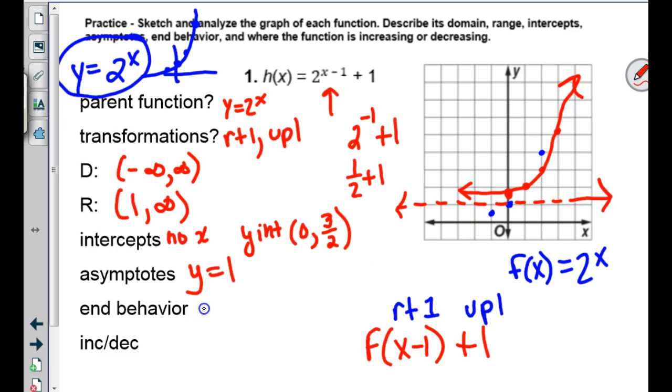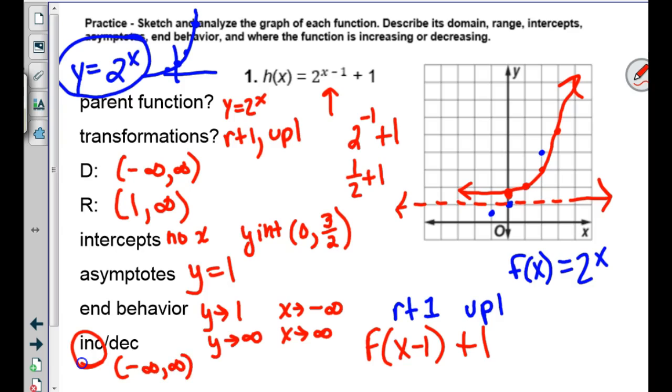The end behavior, oh, you guys still make me sad. How do you say on the left? X is negative infinity. And what is y doing on the left? It's getting closer and closer to 1. As we go off to the right, x approaches infinity, the y value is getting bigger and bigger. Is this whole graph increasing or decreasing? Yes, it's increasing. It is a growth function.